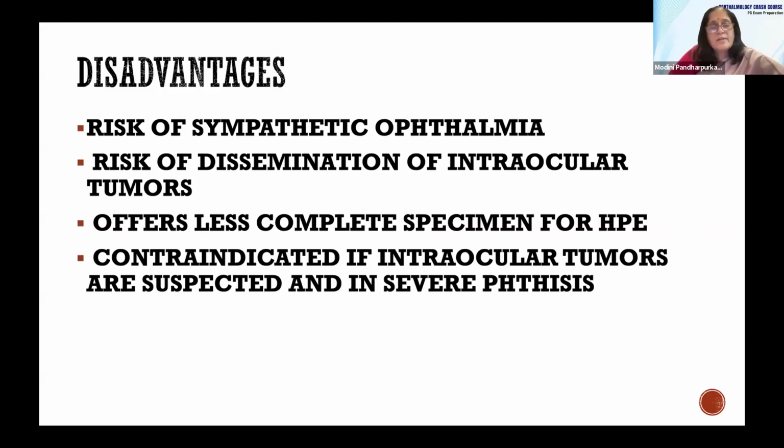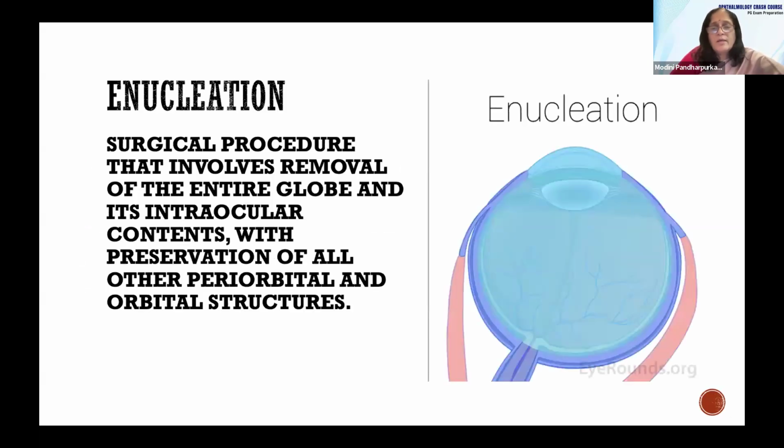So disadvantages are risk of sympathetic ophthalmia. Make sure that you clear the uveal tissue properly. Again, the second risk I do not really consider a disadvantage, because I will not allow it to happen. Of course, you don't get much specimen for histopathology, but whatever you get is sufficient, because most of the pathologies are in the uveal tissue and the retina rather than the sclera. And of course, if there is suspected or severe phthisis, you cannot do this.